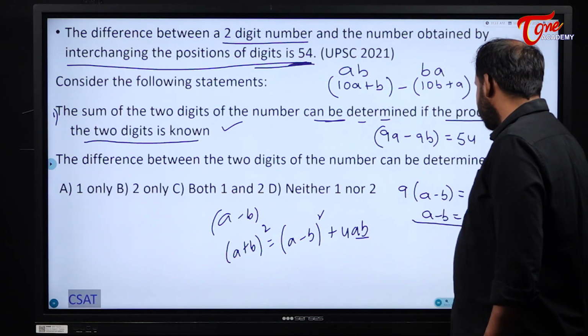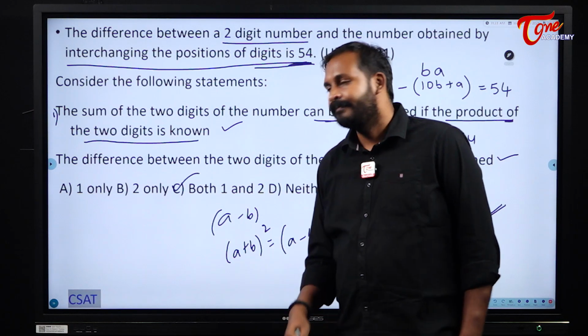What is the difference? 6. So, here both 1 and 2 are correct. Both 1 and 2 are correct.